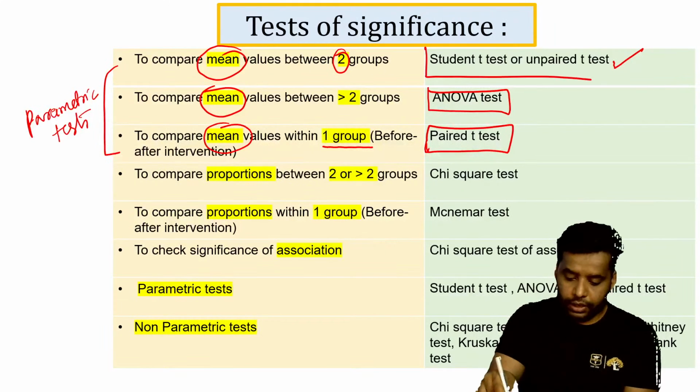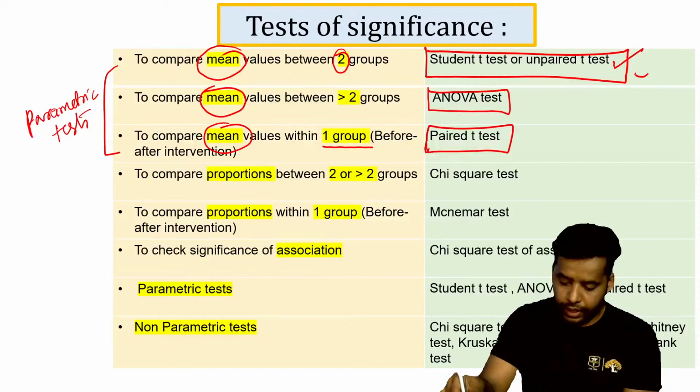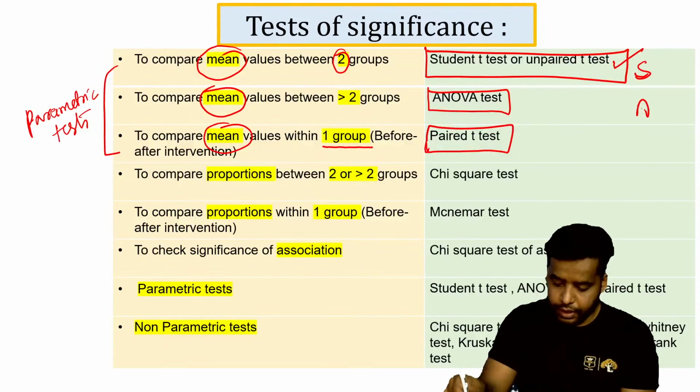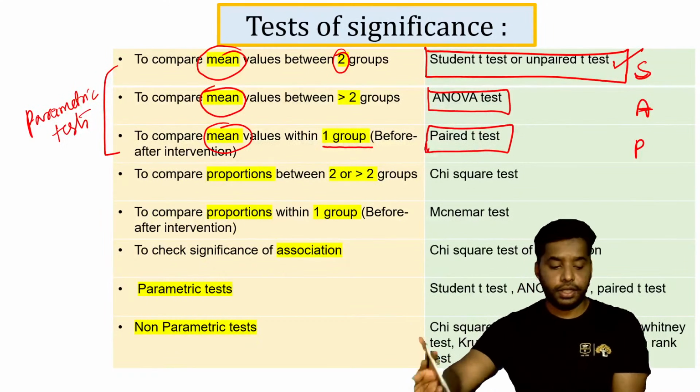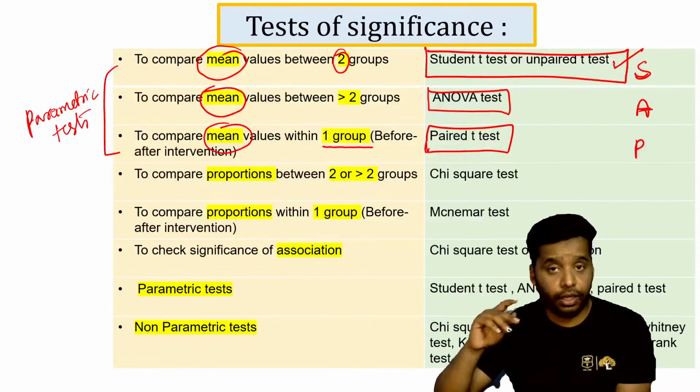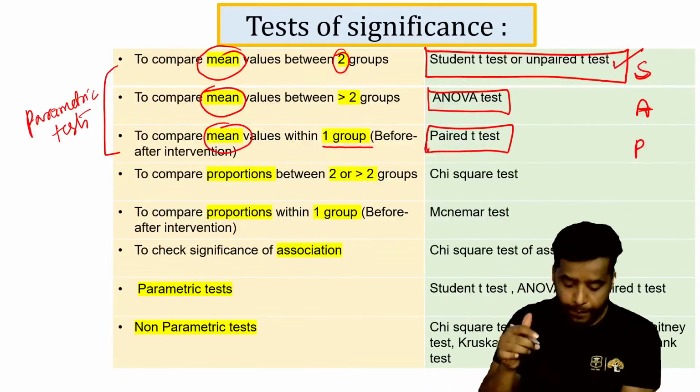So there are three things to be remembered. One is student t-test. Second is ANOVA test. Third is paired t-test. Remember the mnemonic SAP: Student t-test, ANOVA test and paired t-test. All these are parametric tests of significance.